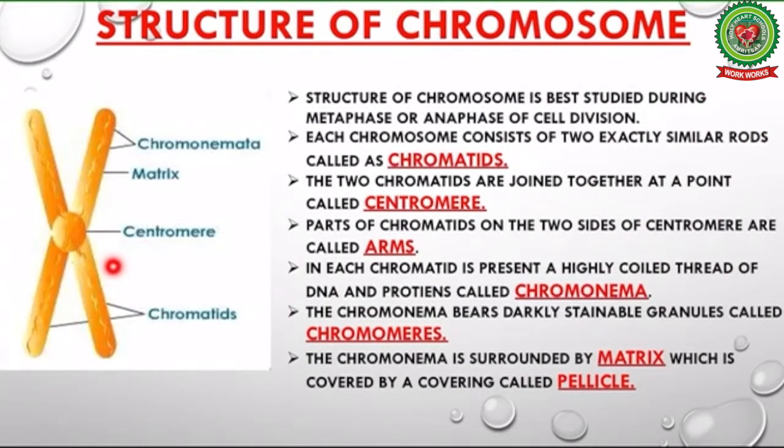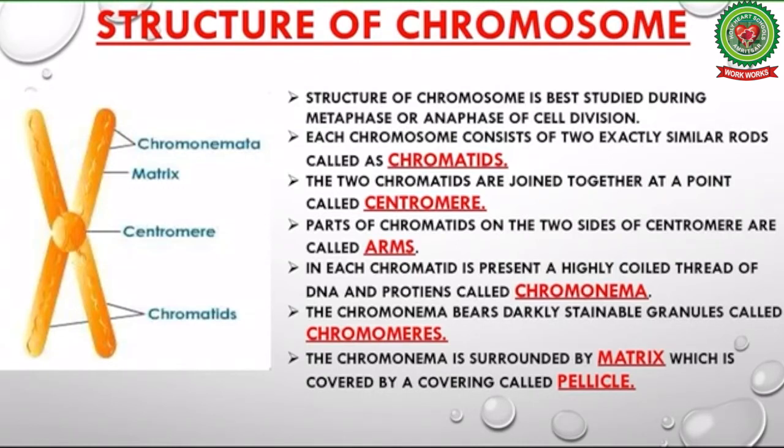Structure of chromosomes. Structure of chromosome is best studied during metaphase or anaphase of cell division. Each chromosome consists of two exactly similar rods called as chromatids. The two chromatids are joined together at a point called centromere. Parts of chromatids on the two sides of centromere are called arms.